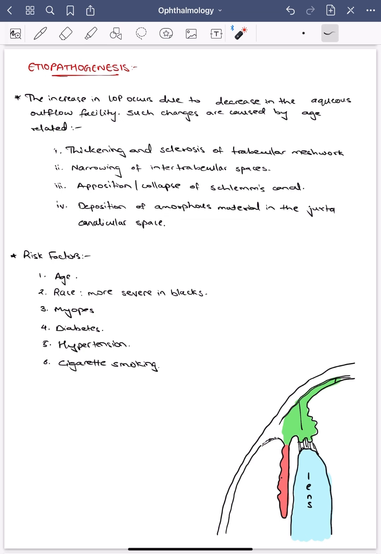So this is the pathology of primary open-angle glaucoma. So remember, there is a decrease in the aqueous outflow facility due to, number one, thickening and sclerosis of the trabecular meshwork, which results in the narrowing of intertrabecular spaces, or there can be apposition or collapse of the canal of Schlemm. Now, the risk factors for primary open-angle glaucoma are age and race. It is more common in myopes, diabetics, hypertension, and cigarette smoking. So these are the risk factors.